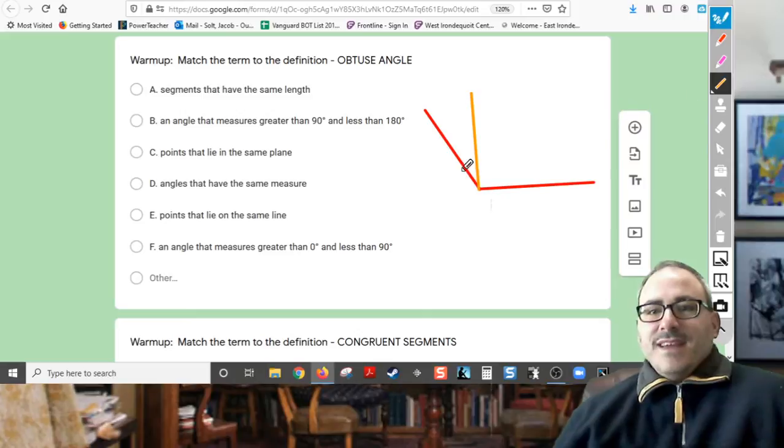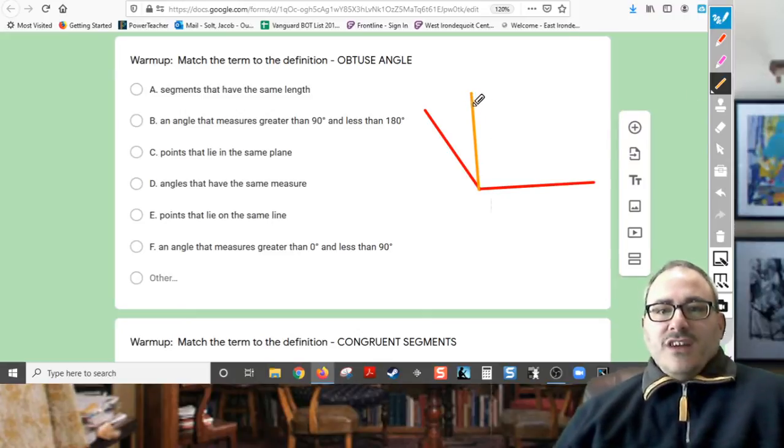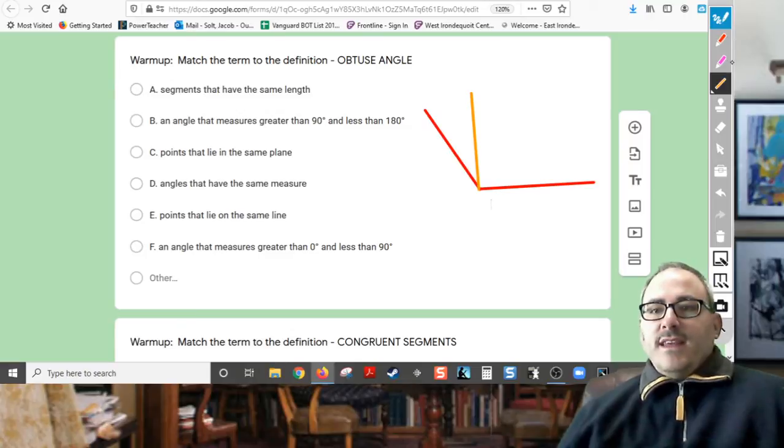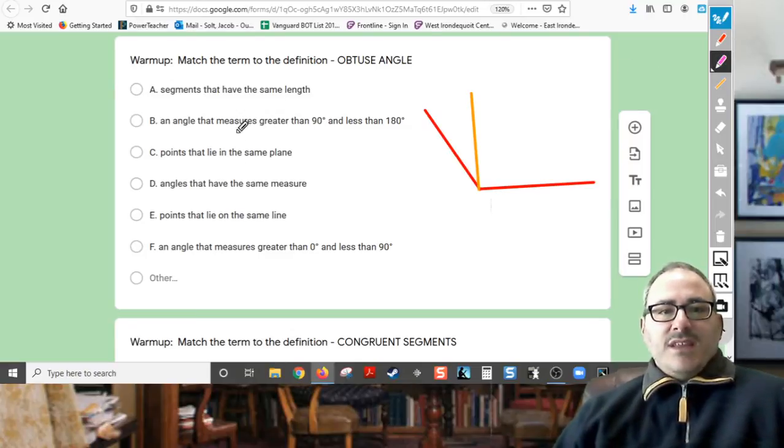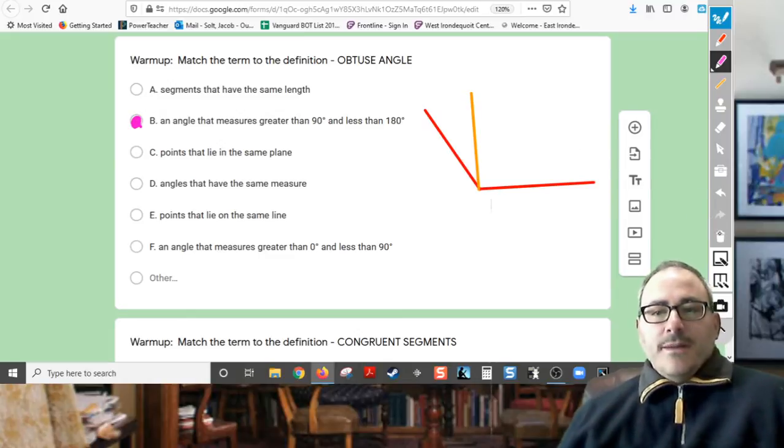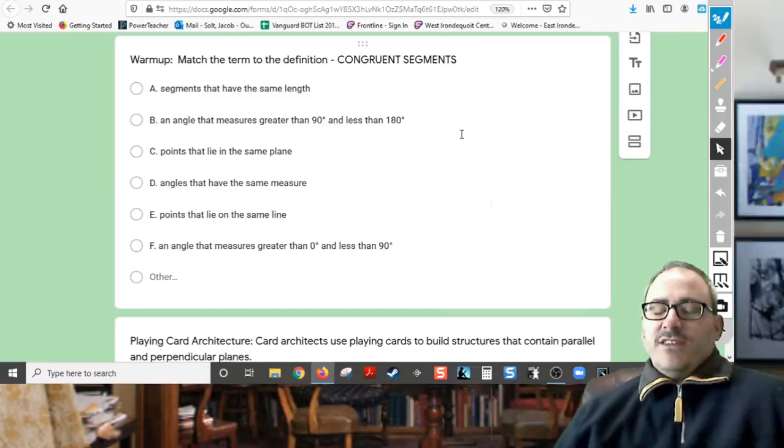So this orange line segment would be perpendicular with this red line segment, and that'd be 90 degrees. And as you can see, this side is greater than 90, therefore it is obtuse. So we are looking for the multiple choice that gives us something greater than 90, less than 180. Yes, that's obtuse. Good. Do you feel good about these? I'm hoping you're getting all these.